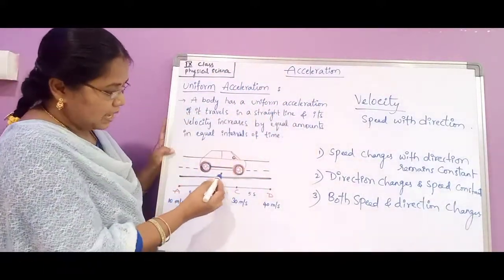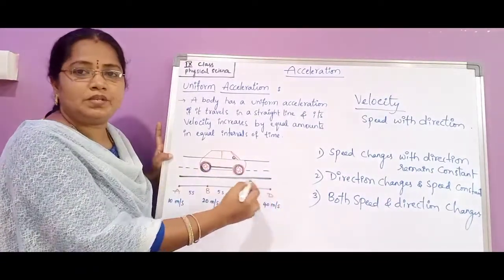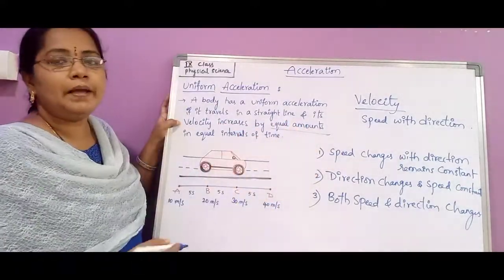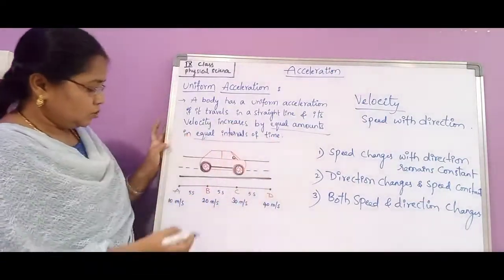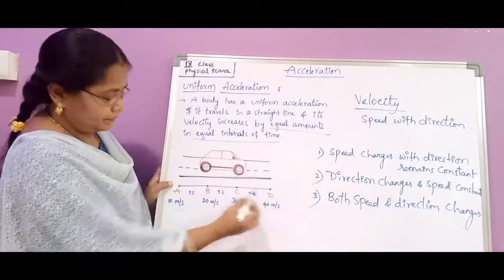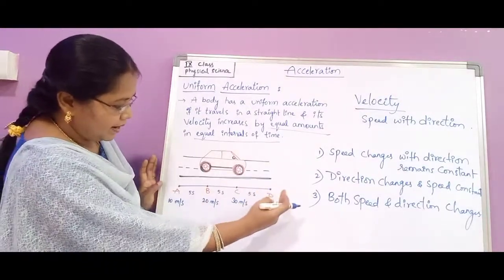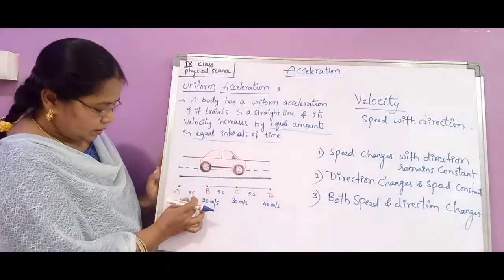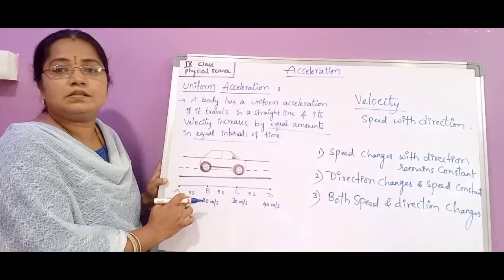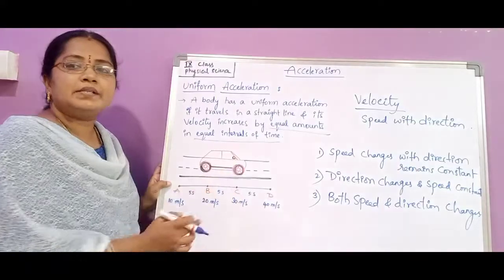See here, you can observe this example. In this example, the car is traveling in a straight line path, and its velocity increases by equal amounts in equal intervals of time. This car is traveling from point A to point D. We have divided it into A to B, B to C and C to D. We have taken equal intervals of time: from A to B it has taken 5 seconds, from B to C again 5 seconds, and C to D also 5 seconds.